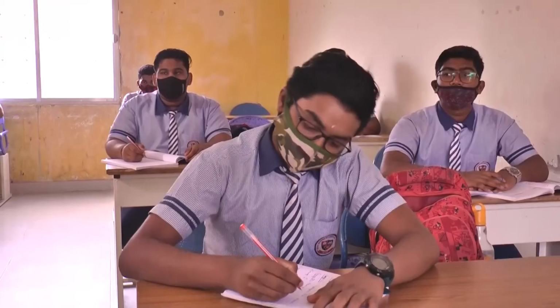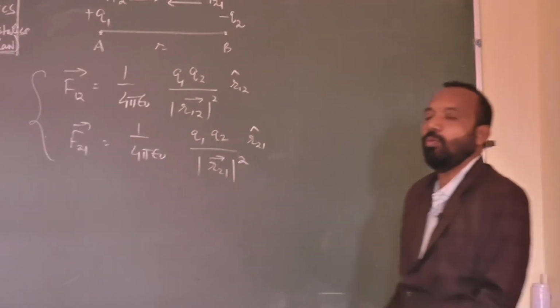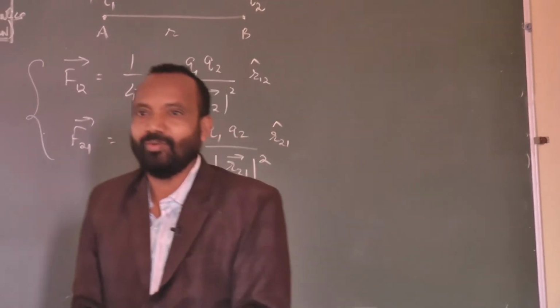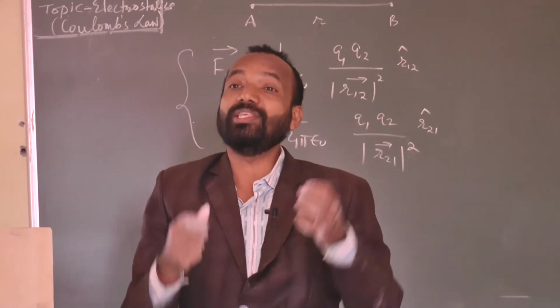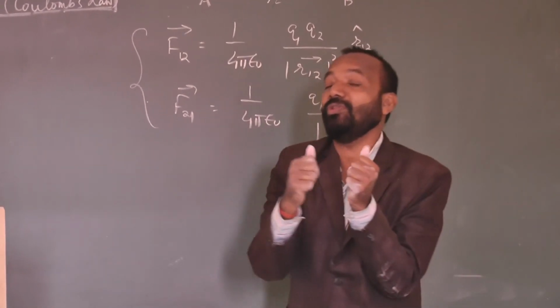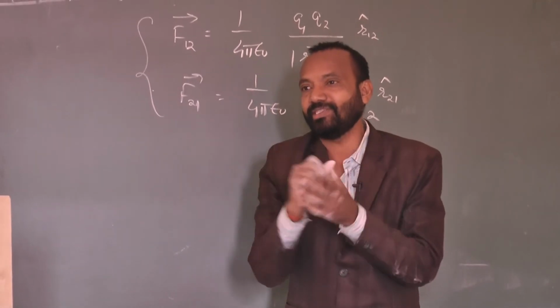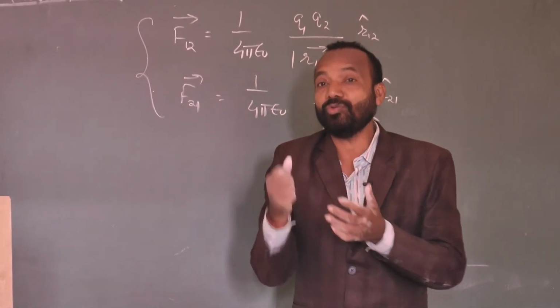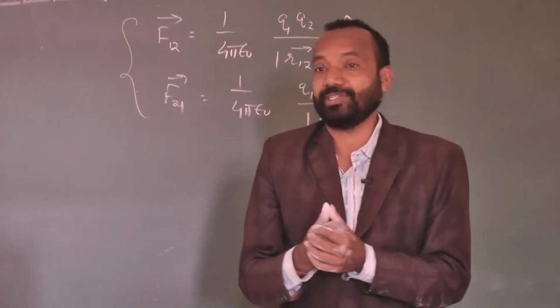Now, the question is, suppose between two charges, one is a proton and another is an electron. Or one is a proton, another is a proton. Or one is an electron, another is an electron. Two point charges are there, a distance is there. So, how to calculate the force of interaction?